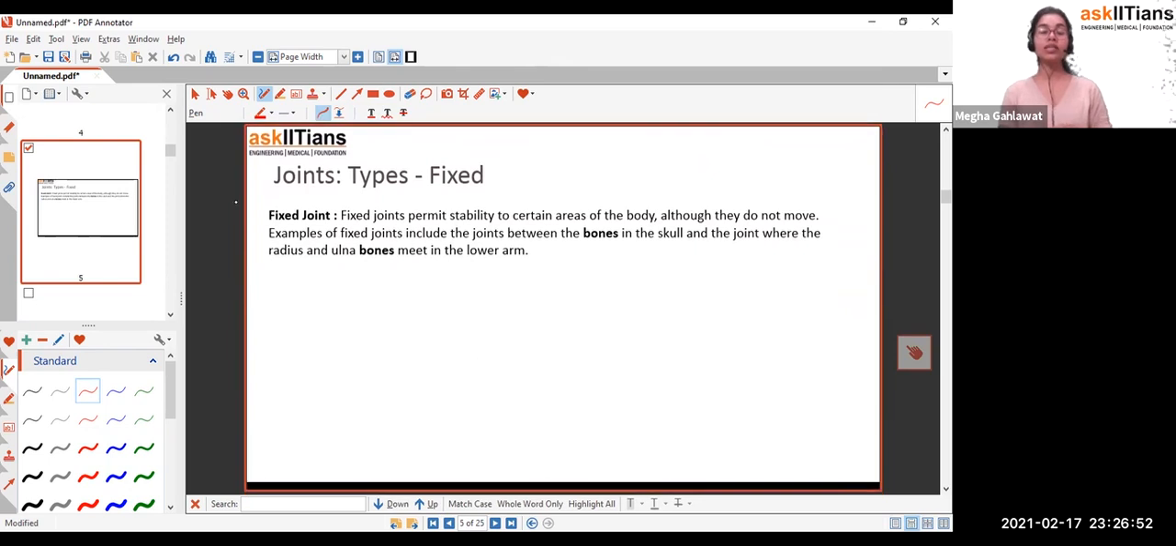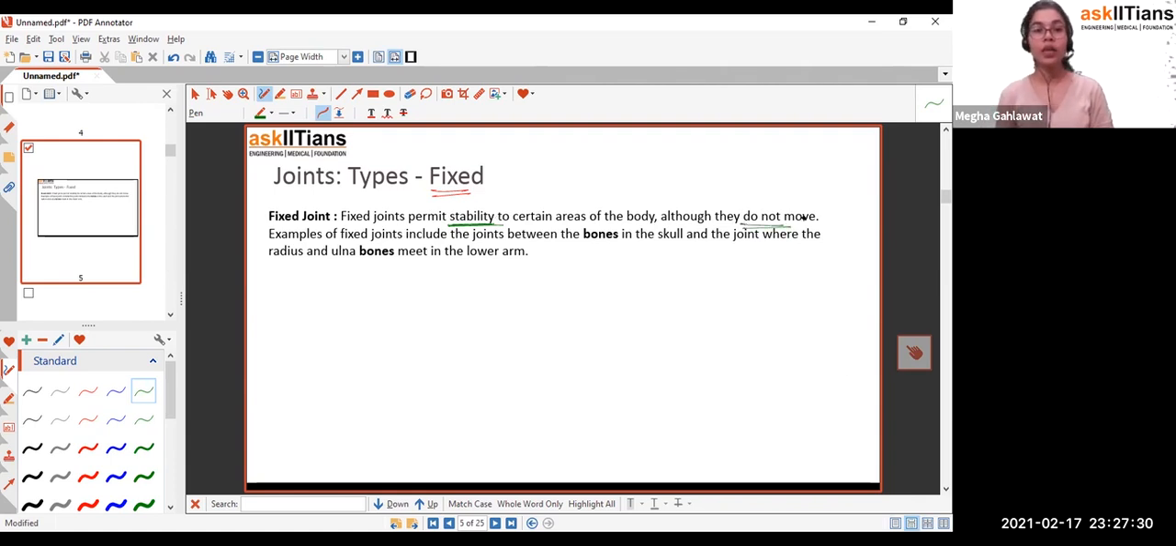Starting with the fixed joints. Fixed joints are also called immovable joints, which do not have any type of movement. Rather, their major function is providing stability or structure. They provide a certain stability to the body, which is very important. For example, the immovable joints present in the skull. Our skull cannot move, which is why there are fixed joints, to provide stability so that our brain can be held in a place of utmost protection.